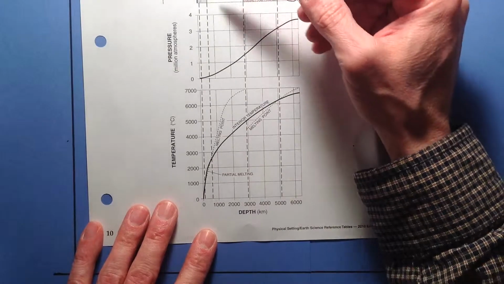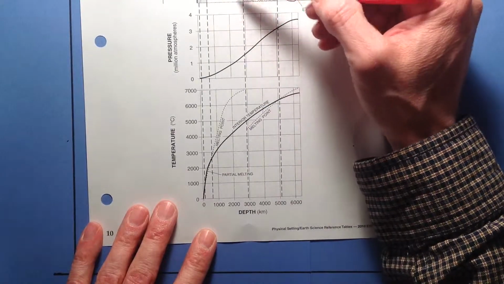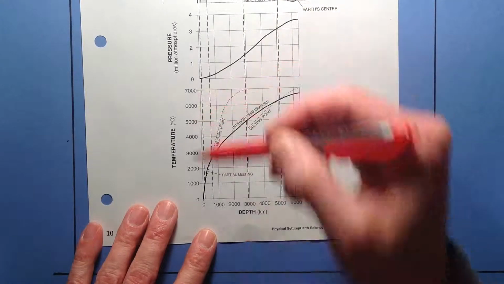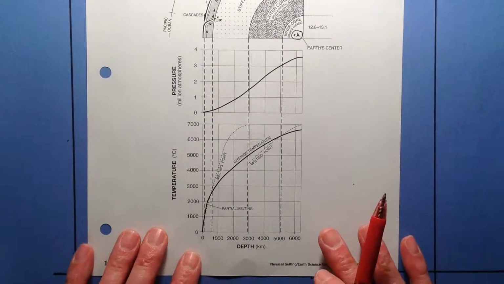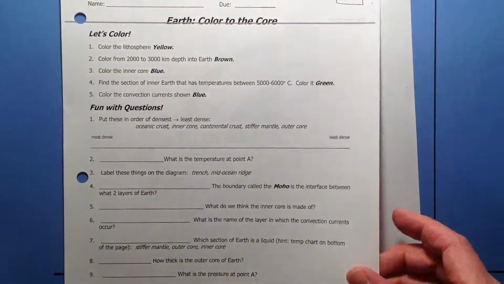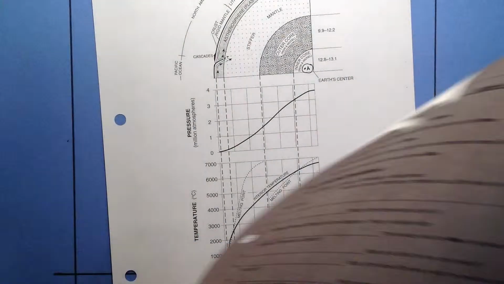Temperature as well. If you want to know the temperature right at, let's say, this boundary here, you go down to the line and then go over, and students have trouble seeing that. So let's get into some of the coloring here and see how we're going to do.